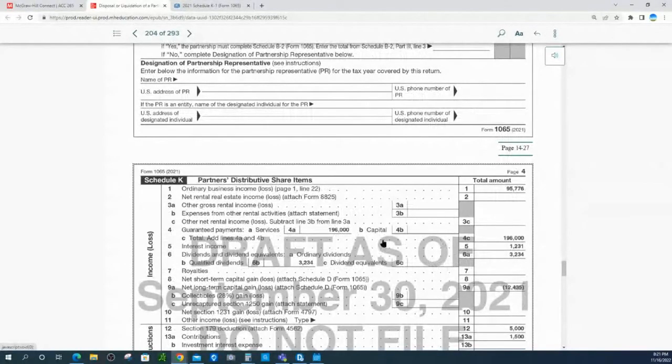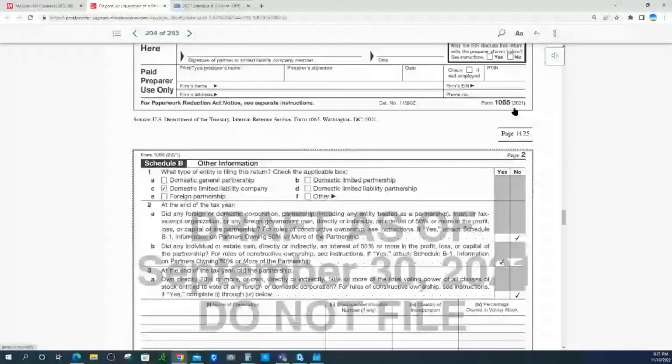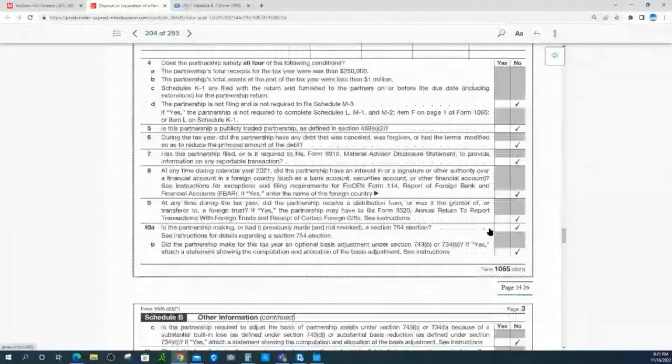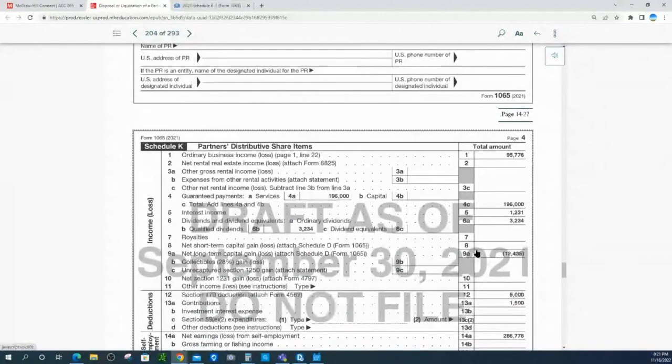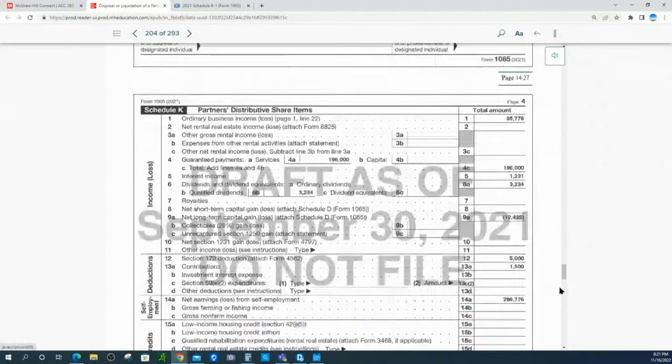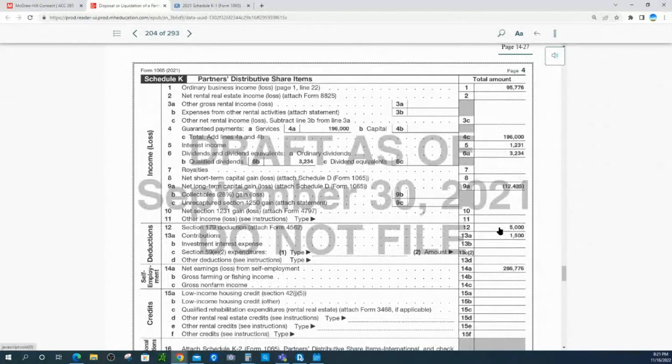Now here are the separately stated items. So the ordinary business income shows up here. So this from line 22, 95,776, carries over to line 1 there. No rental income or anything like that, but we do have guaranteed payments of 196. Interest income that we saw up there, dividend income, qualified dividends, all those are qualified. Long-term capital losses, section 179 expense. Remember that was part of the depreciation, but the 179 is pulled out. Contributions are listed there as well.